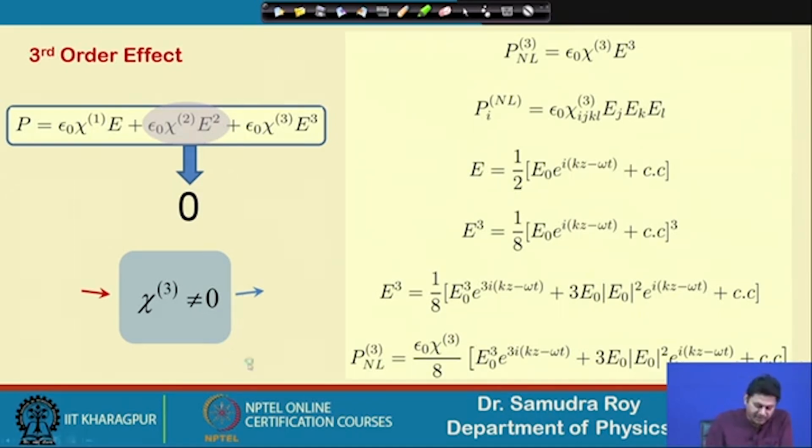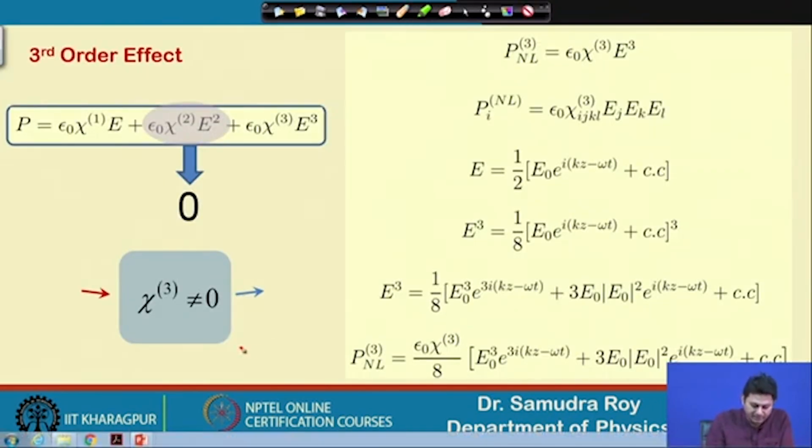I should write it here: chi 2 is equal to 0, because I am dealing with some material which is centrosymmetric in nature. Then chi 3 is the dominating term. If I launch something here, something will come out from this element which is nonlinear in nature in terms of chi 3, where chi 3 is not equal to 0.